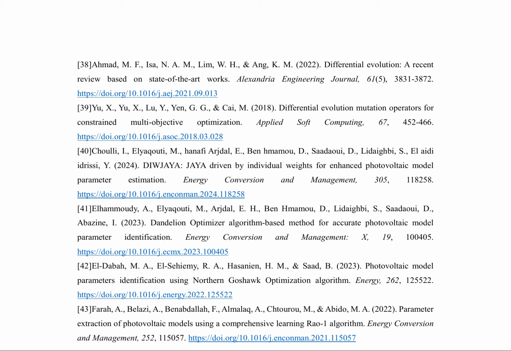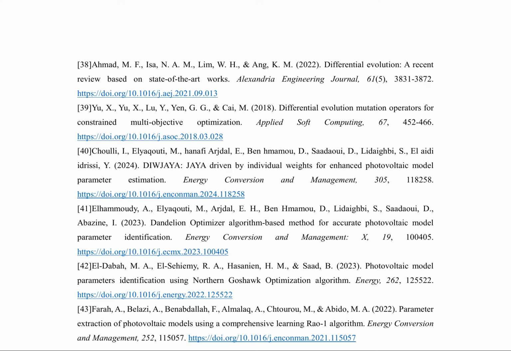In the realm of differential evolution, recent advancements have been pivotal in addressing constrained multi-objective optimization problems. The application of various mutation operators significantly influences the efficiency of the optimization process. A review of state-of-the-art works underscores the importance of differential evolution in solving complex engineering challenges.